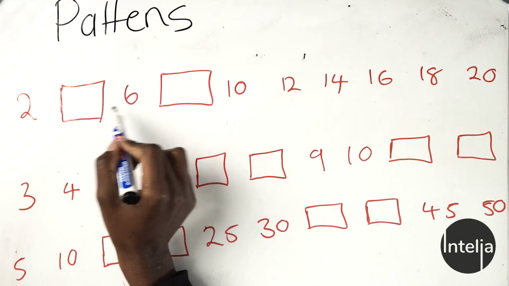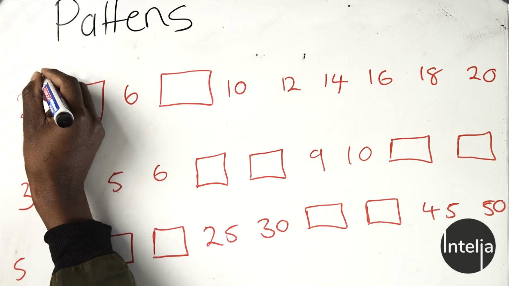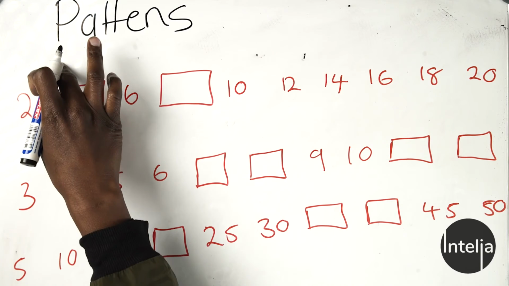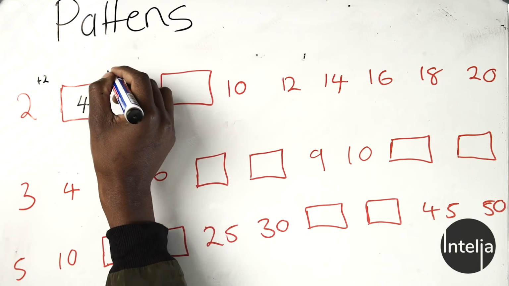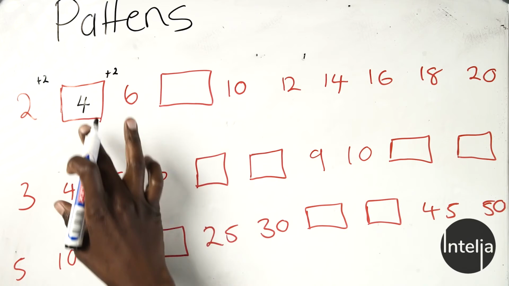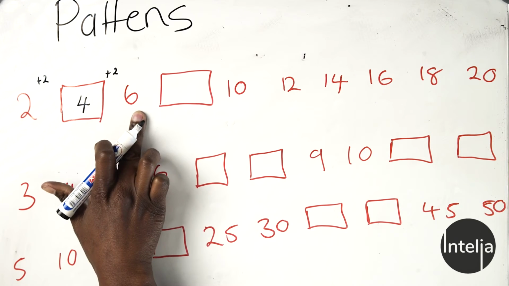You see, our next number after our missing number is 6. So it simply means we add plus 2. 2 plus 2, that's 4. Then you write your 4 here. You add a plus 2. 4 plus 2, that's 6. Like this. You see there's a 6 here.